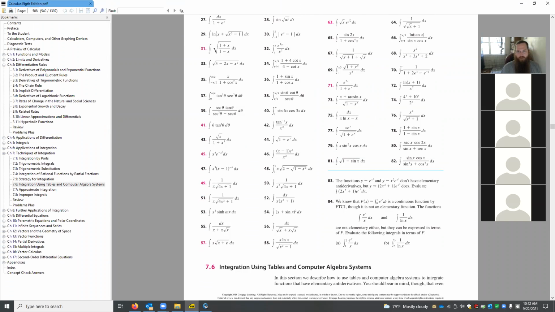Let's look at number 70 here. I like these. We don't have time. 10:42. We don't have time to do both. Take a quick look at 70, which is 1 over 1 plus 2e to the x minus e to the minus x.